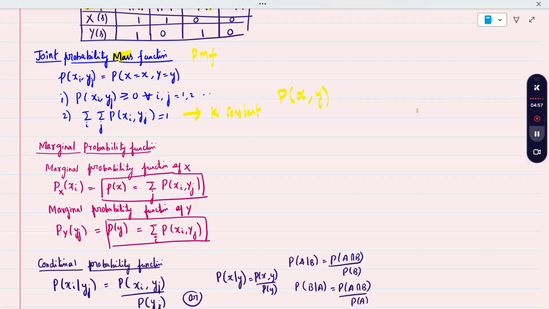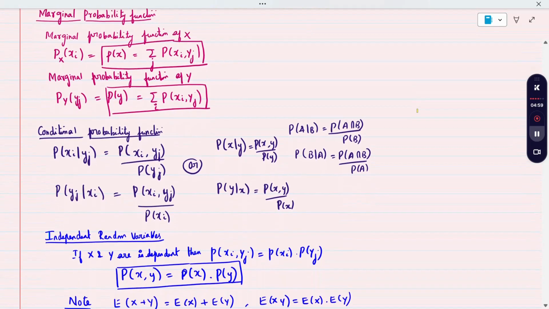So the next topic is the conditional probability function. In this also we have two sets of formulas. We have already studied conditional probability in the first unit: probability of A given B equals probability of A intersection B divided by P of B. The same concept we write in terms of the variables X and Y. Probability of X given Y equals probability of X comma Y divided by P of Y. Probability of Y given X equals probability of X comma Y divided by P of X.